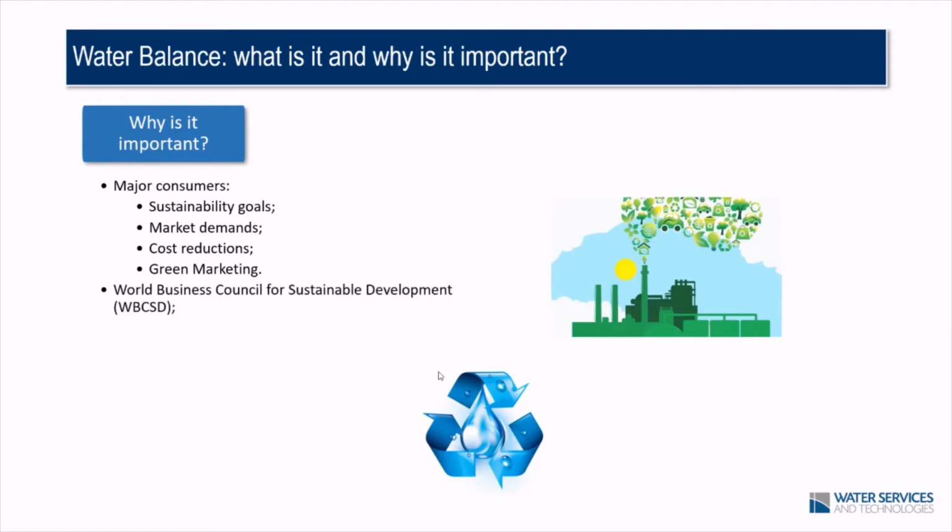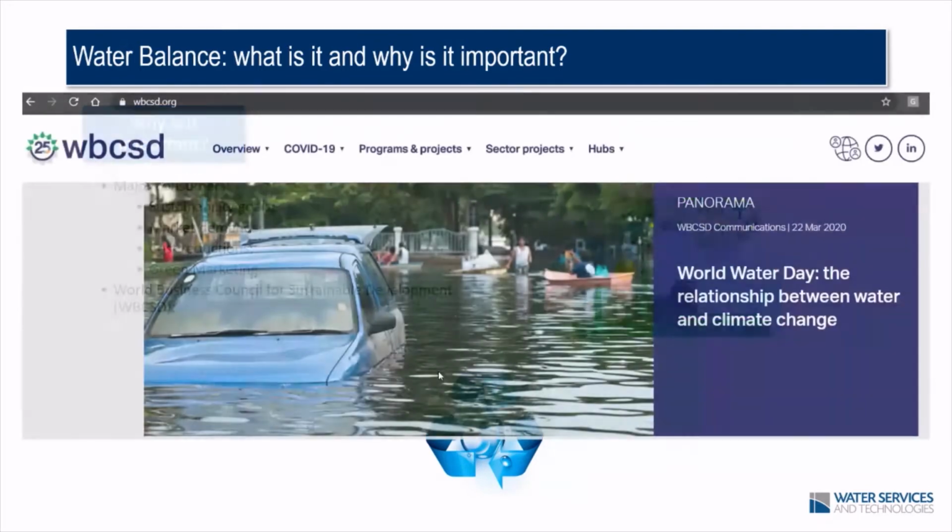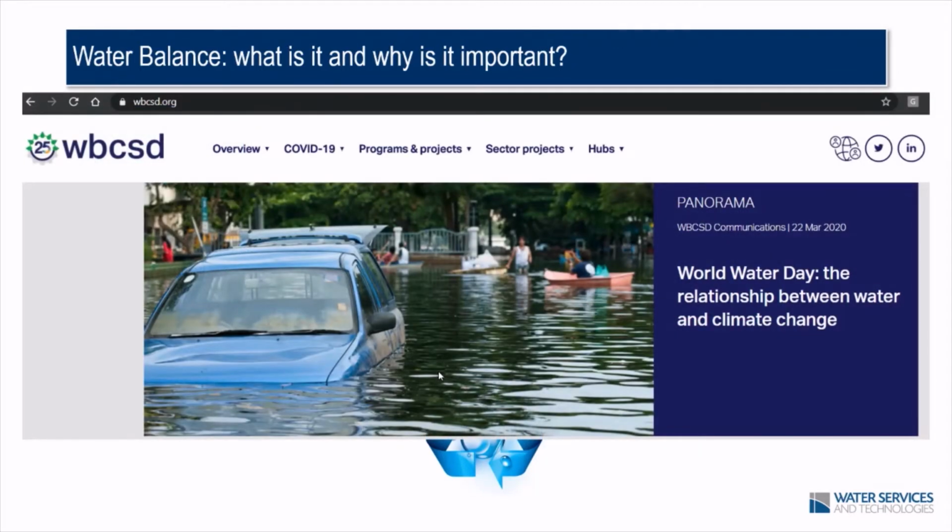And to represent this importance that the market gives to the environment and to the water, you can check the World Business Council for Sustainable Development, WBCSD. They have a website. If you type WBCSD on Google, you go to their website, and you can see that they have a lot of things there on environment and a lot of things on water.